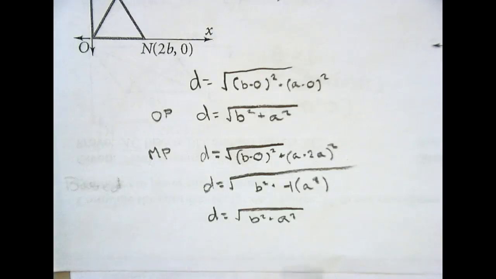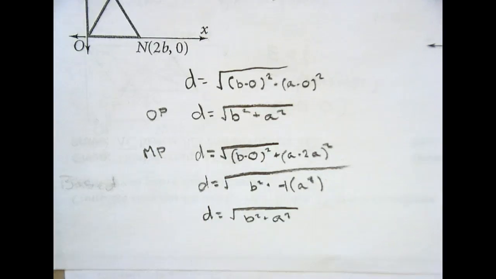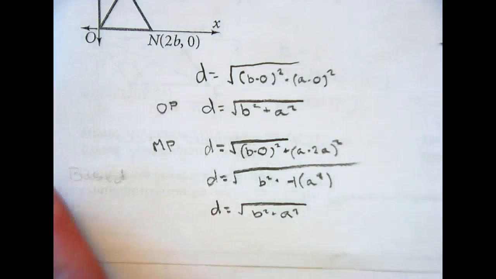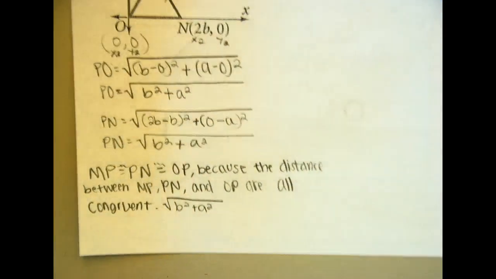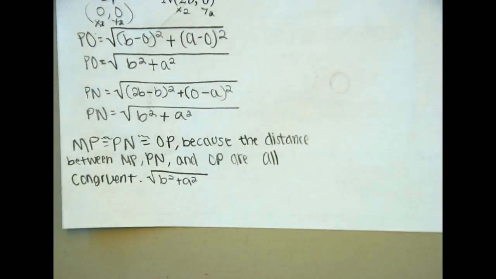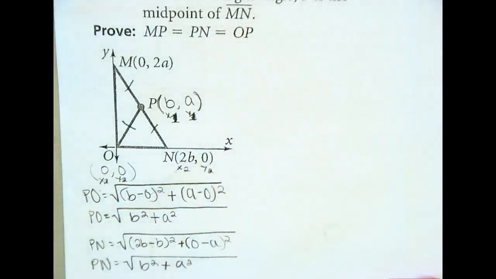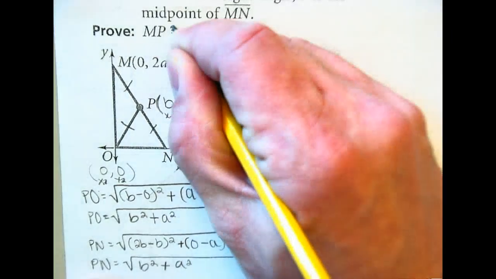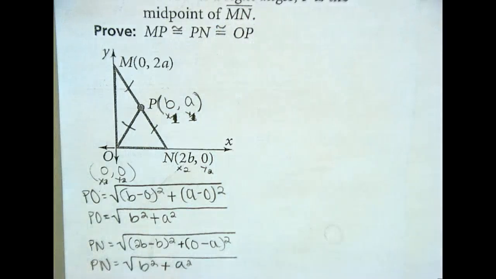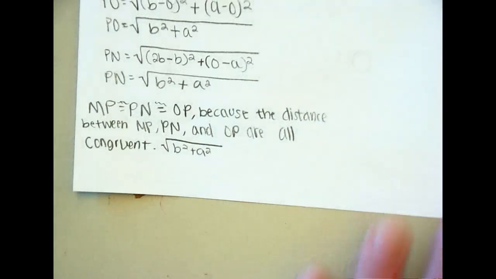Okay, let's write a final statement there. How do we know everything's congruent? Let's write our final statement up for that. Okay, so we have all of our work, and Jody's got this. MP is congruent to PN, is congruent to OP because the distance between MP, PN, and OP are all congruent. They're all the same, which is B squared plus A squared. Good. And you'll notice that this says equal up here. Should say congruent, so we could add those little congruent markings. All right. But well done. Nice job, Jody. Any questions or comments on it?